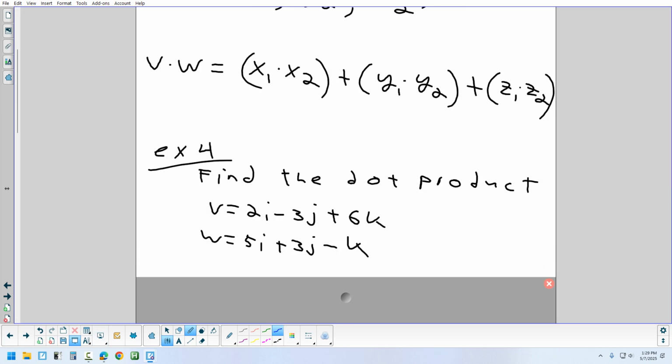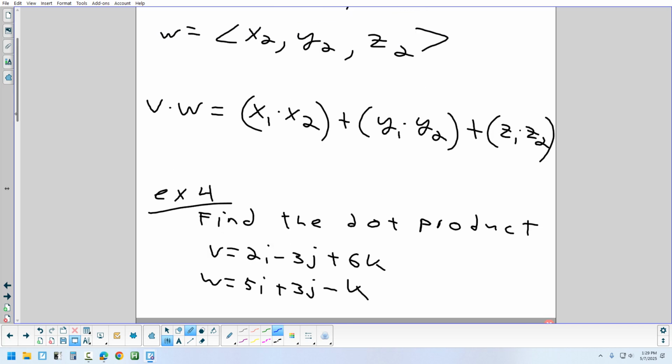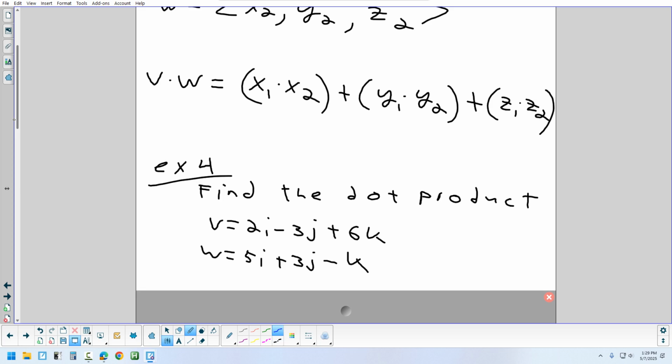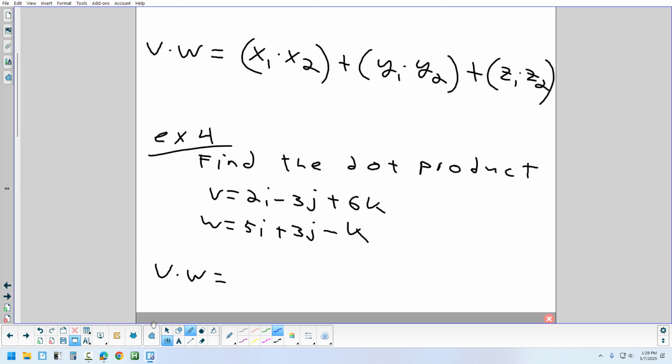So let's find the dot product between those two vectors. Okay, 5 times 2. Right, 10. So if we want to do v dot w, what order should it be in? 2 times 5. And then negative 3 times 3. And then 6 times negative 1.